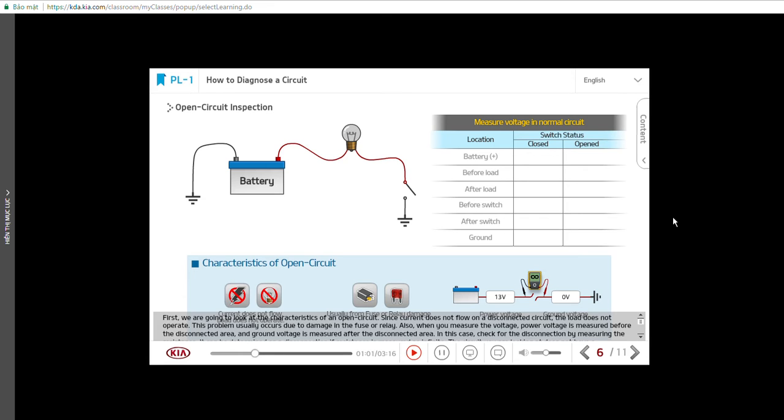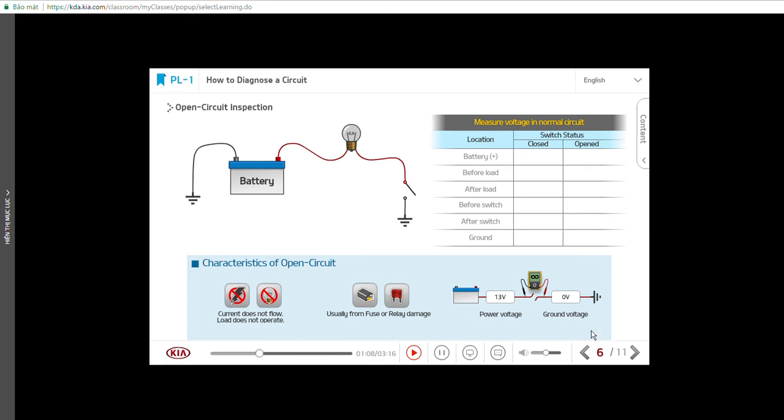The circuit you are looking at does not have a disconnection, but its switch is open, so the symptom is similar to a disconnection. Now, we are going to carry out the measurement. First, we will measure the voltage of the closed circuit for comparison.